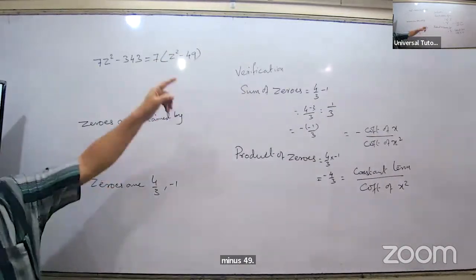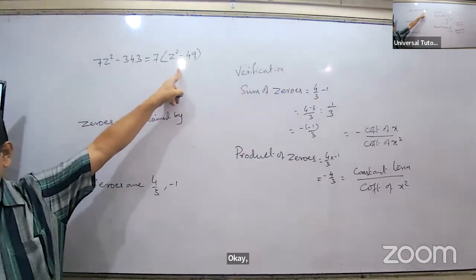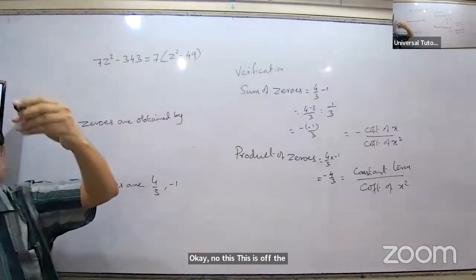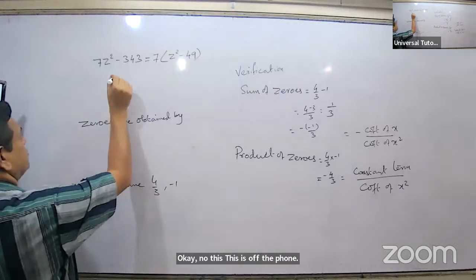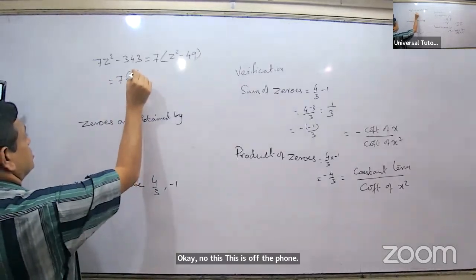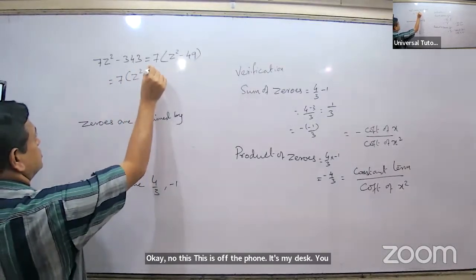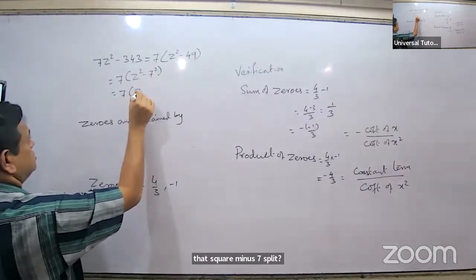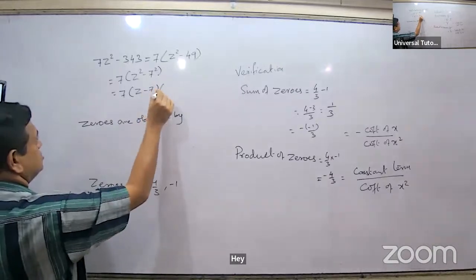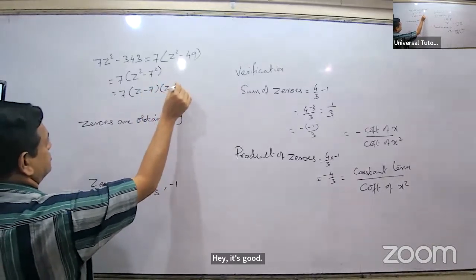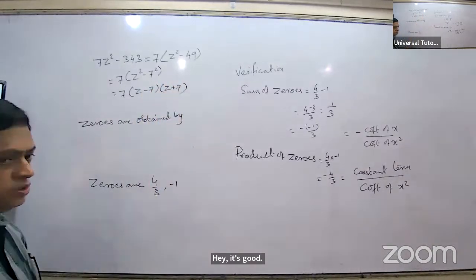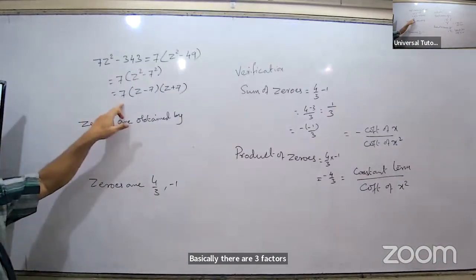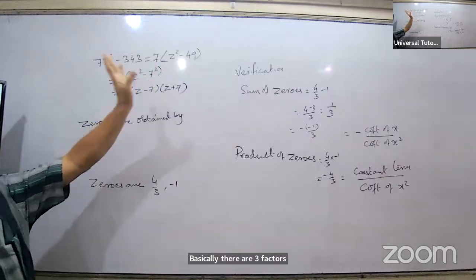Okay? Now, this one, factorization you have to do. This is of the form a square minus b square. So write it in the form 7 times z square minus 7 square, which is 7 times z minus 7 into z plus 7. Basically, there are three factors you are getting: 7, z minus 7, z plus 7.